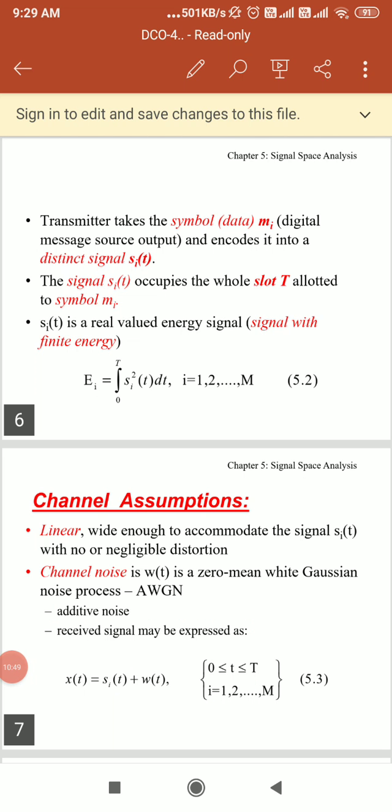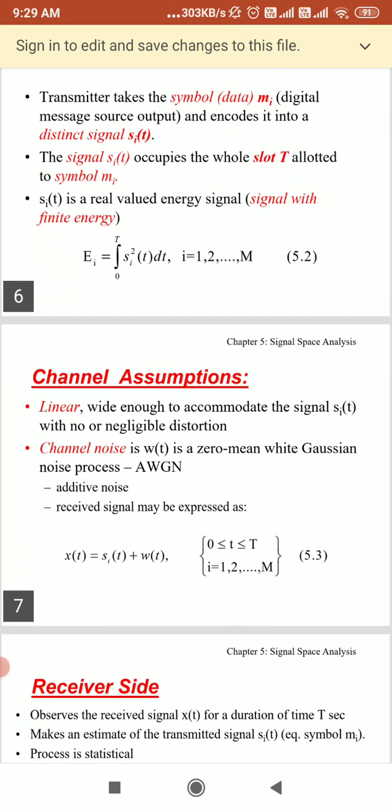And when the transmitter sends, at that time the channel will assume two characteristics. It means it is linear, with a bandwidth that is large enough to accommodate the transmission of the modulator output without distortion. It means the channel can assume there is zero or negligible distortion. So the transmission is linear.